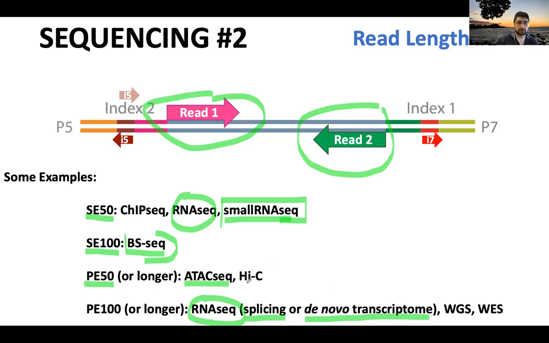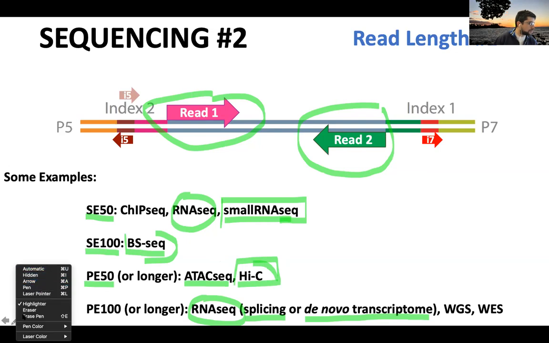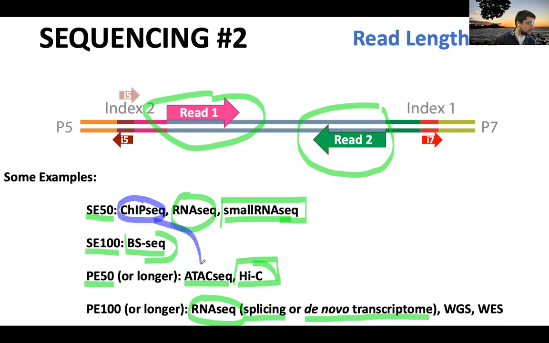Usually for ATAC-seq, which is a very common application now, you need the information of both read 1 and read 2. So that's why we do paired end. Hi-C, which is basically another type of library preparation which measures the contact between different parts of the genome in a 3D space, requires paired end sequencing. Sometimes, actually, ChIP-seq for specific applications can be sequenced as paired end 50. Okay?